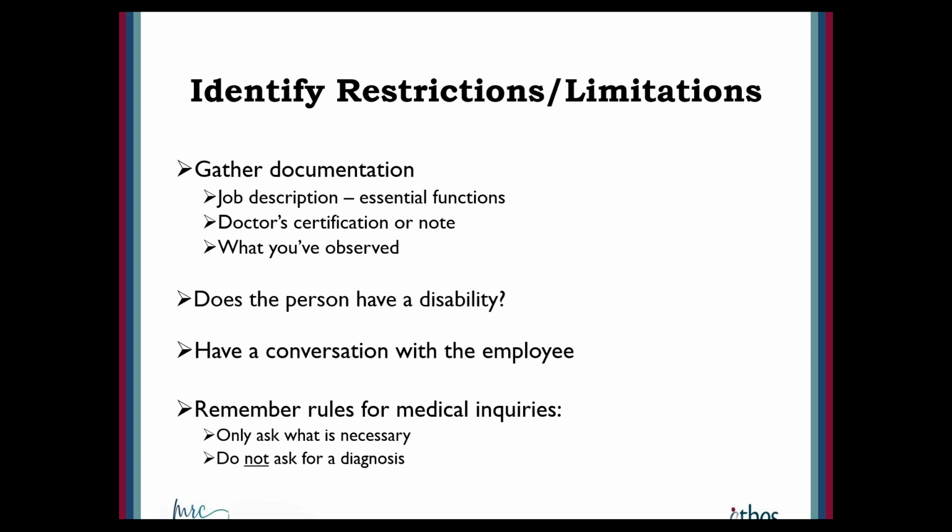Because we're not talking about accommodating people just because they want an accommodation, right? It needs to be tied to some sort of medical condition, some sort of disability. And so just have a conversation with the person and find out what they can and cannot do. And then really important, just remember, only ask what's necessary, right? And do not ask for a diagnosis. I mean, we already talked about that, but I can't emphasize that enough. Anything you want to add to that, Kurtis?